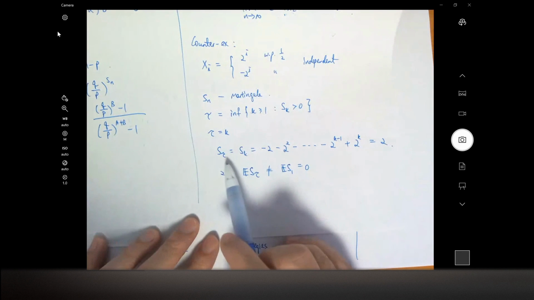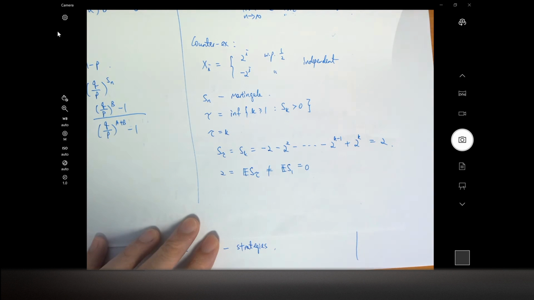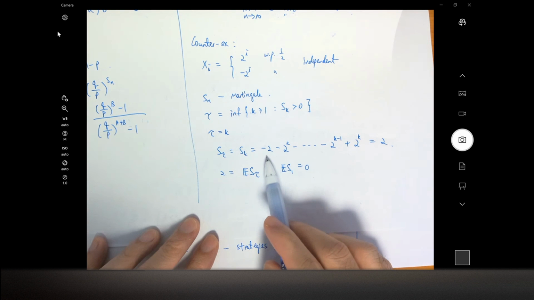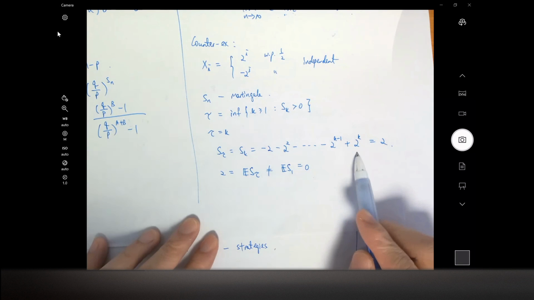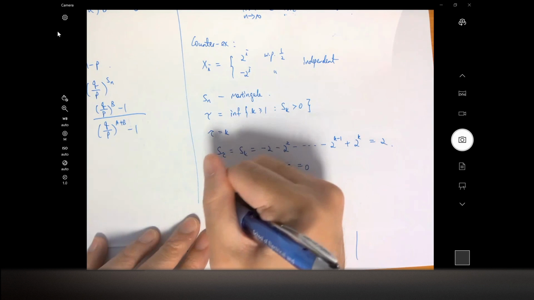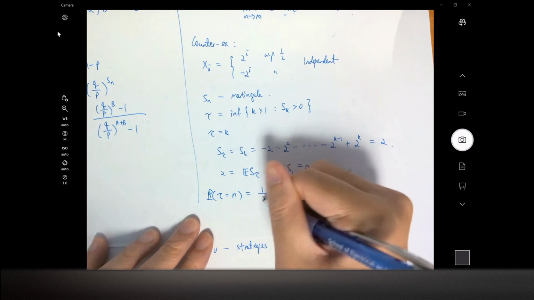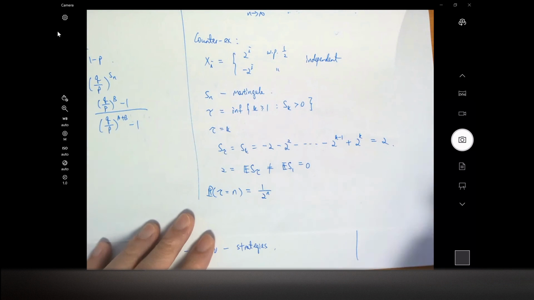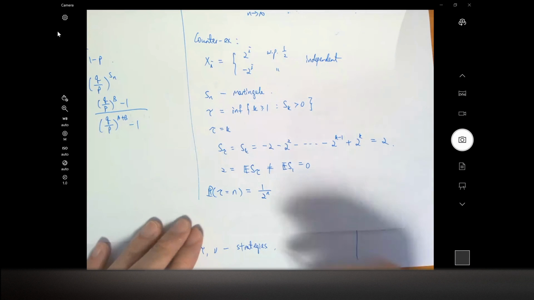for S tau, remember tau is the first time when it becomes positive. In order for it to become positive, it has to obey this sequence: all the xi's are negative until the last one becomes positive. So the probability of tau equals n is always equal to 1 over 2 to the power n, because it has only one path, one sequence, and so this is 1 over 2 to the power n.